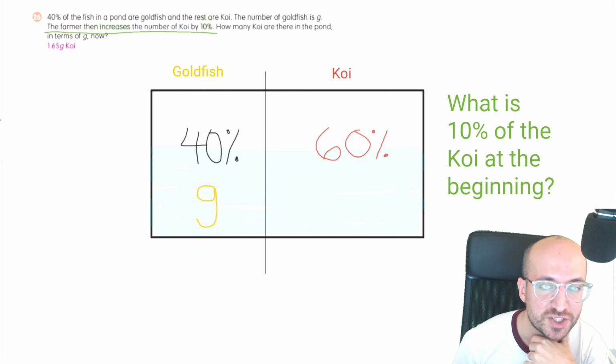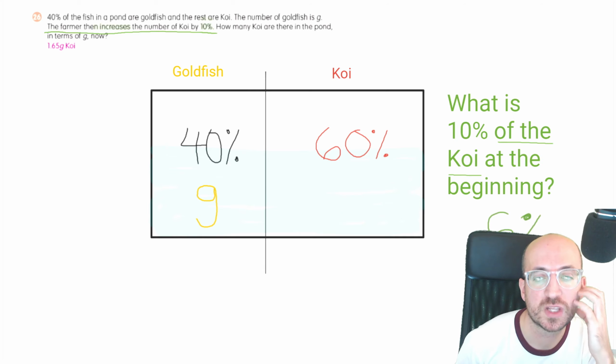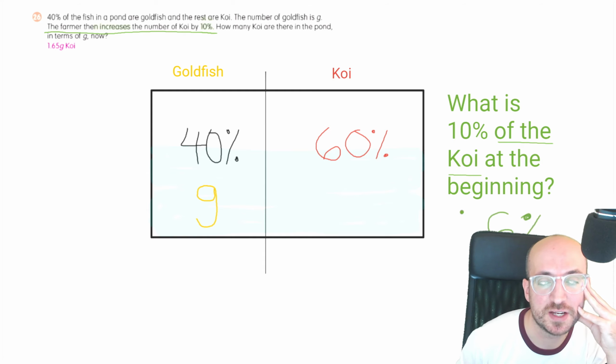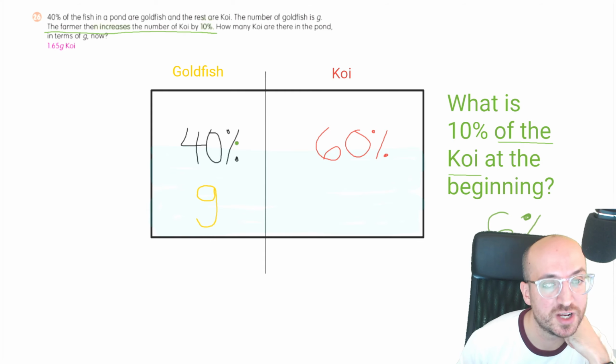Let's answer this question. At the beginning, 10% of the koi is 6% related to the total. So 10% of the koi compared to the beginning fish is 6% of the total fish. And this farmer is going to increase the number of koi by 6%.